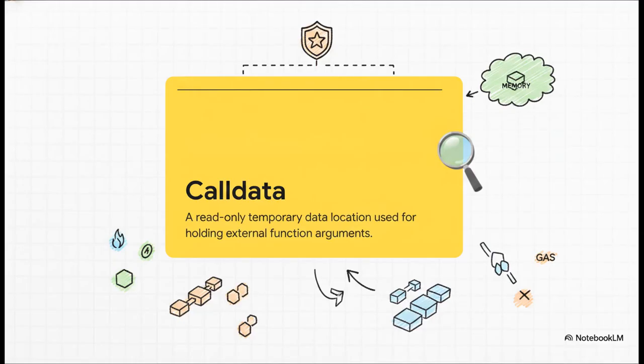But wait, what if I told you there's a secret weapon? Enter calldata. This is a special, read-only temporary data location used exclusively for external function arguments. It's a game changer because it completely bypasses that memory expansion overhead when you're passing read-only arrays, saving you thousands.